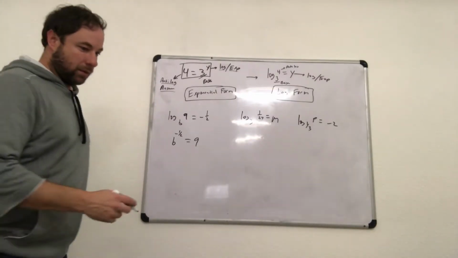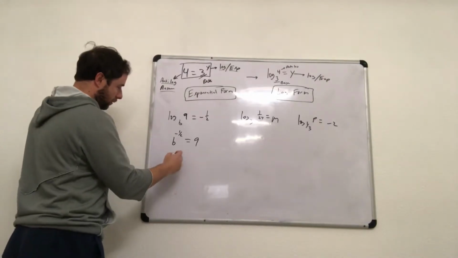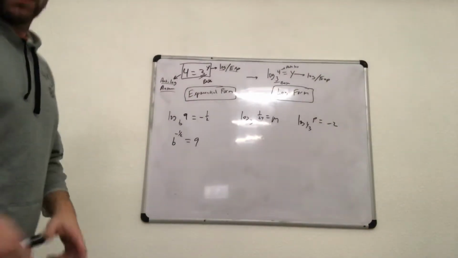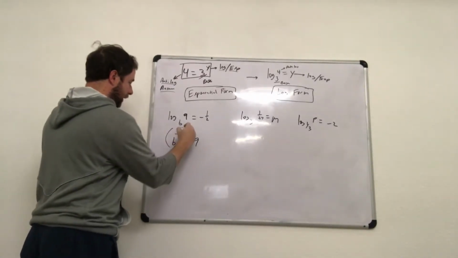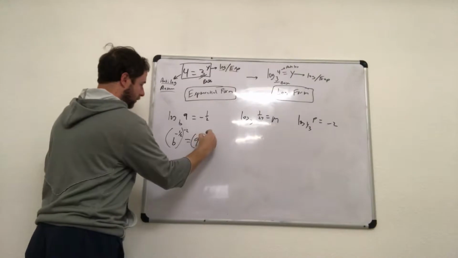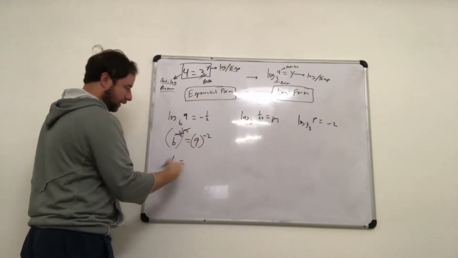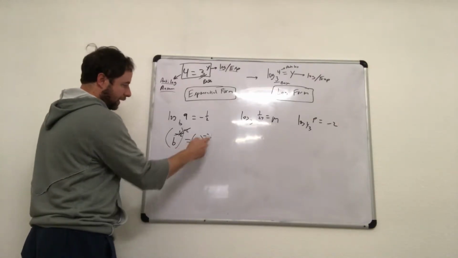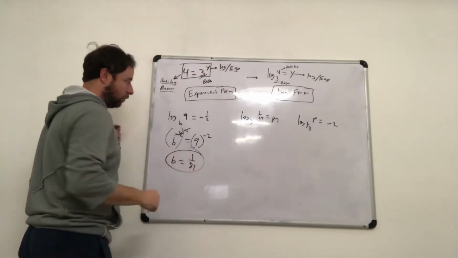Well, the way that you're going to write this is just like solving for anything. You're going to multiply both sides by negative 2. When you do that, this will cancel. It's just like all of algebra. You're solving for the variable. So 9 to the negative 2 is 1 over 81.